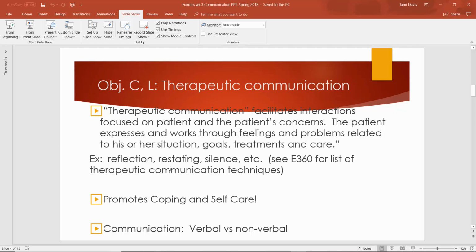And meta-communication is just a term, if you're not familiar with it. This is all the factors that influence communication when verbals and nonverbals don't match up with each other.